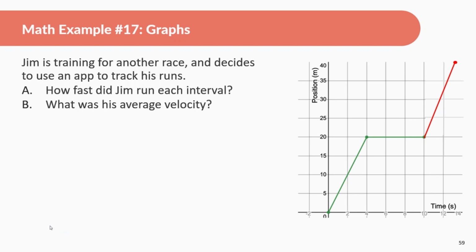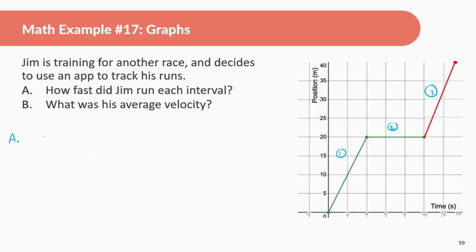All right, guys, let's look at this next example. Jim is training for another race and decides to use an app to track his run. How fast did Jim run each interval? What was his average velocity? I'm just going to group these intervals 1, 2, 3, and let's get to it. I think you guys can do this by now, so please pause it to see if you got it right before I show the answers.